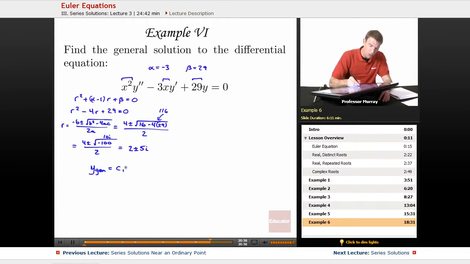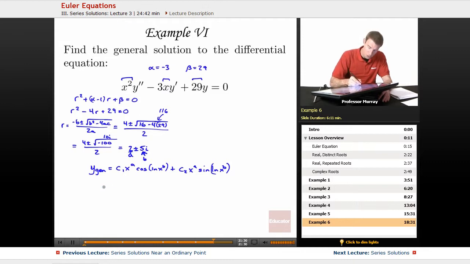It's c1 x to the a times cosine of natural log of x to the b, plus c2 x to the a times sine of natural log of x to the b. You could also write that as b natural log of x. That would be correct. And the a and b are not the a and b from back here in the quadratic formula. They're the a and b that you got at the end. So that's that a and that b.